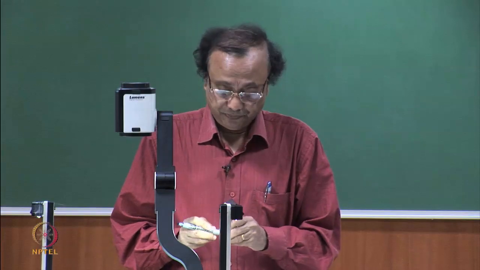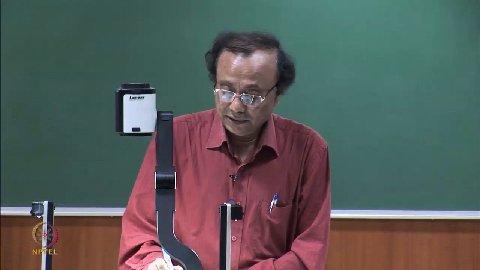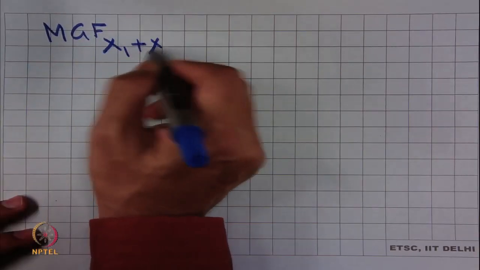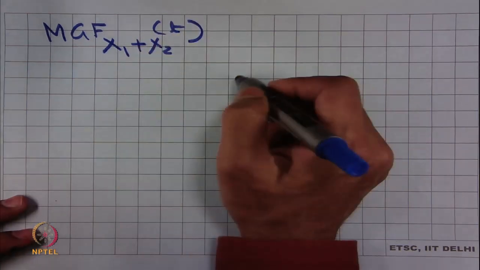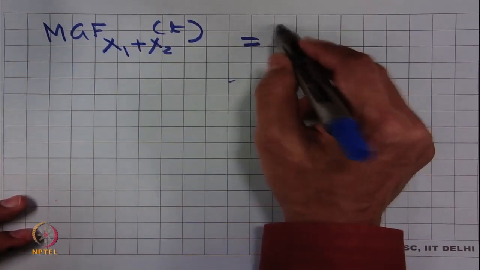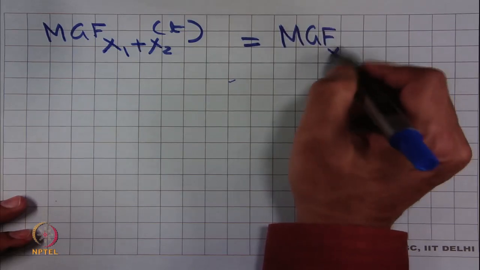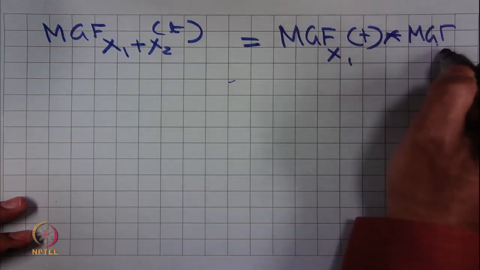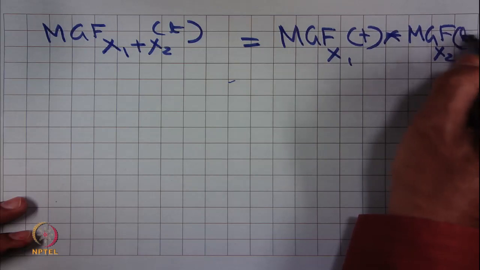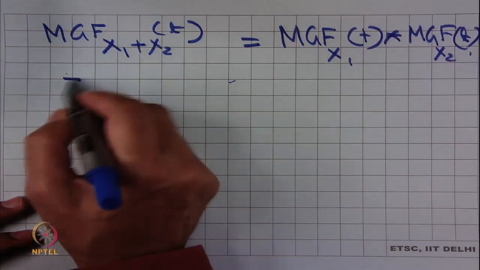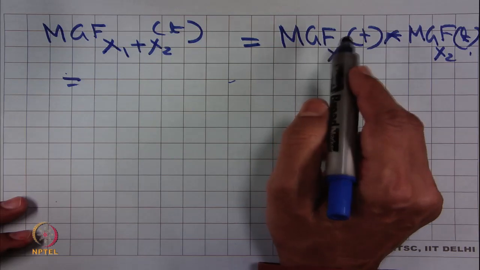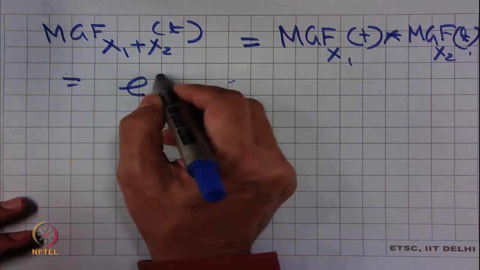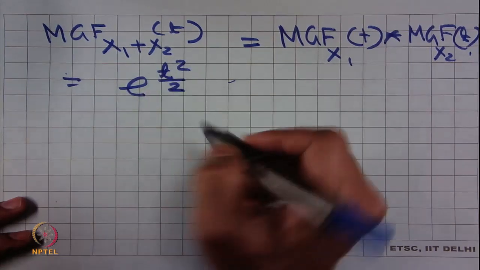This is very simple, because we know that moment generating function of x 1 plus x 2 is equal to moment generating function of x 1 multiplied by moment generating function of x 2, and we know that moment generating function of x 1 is e to the power t square by 2.